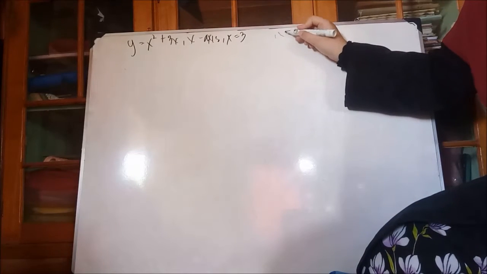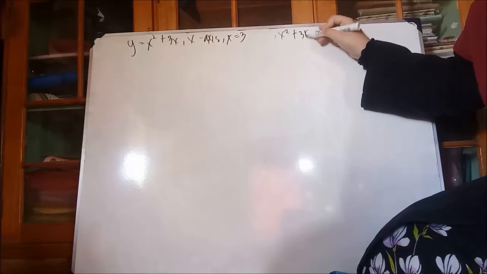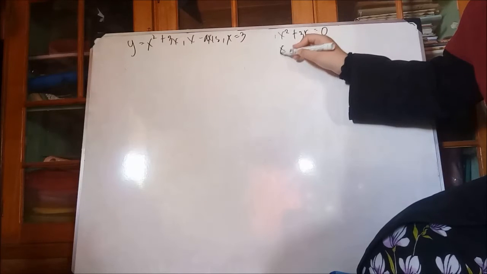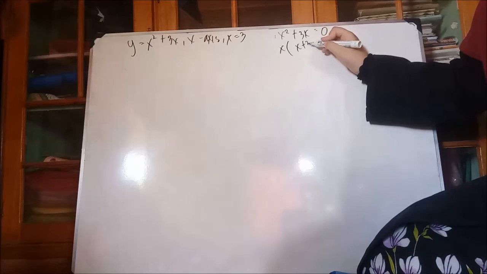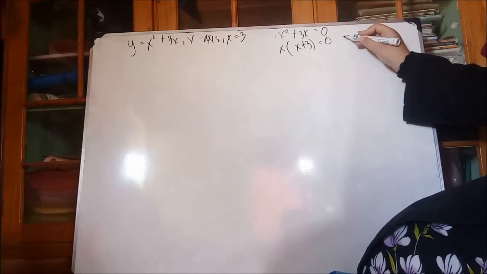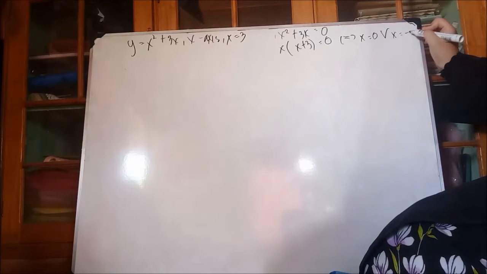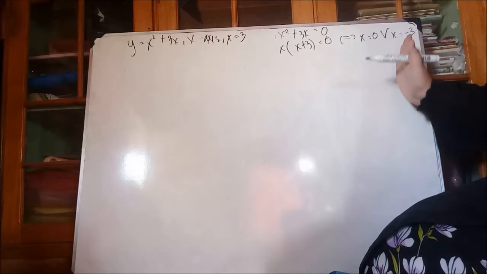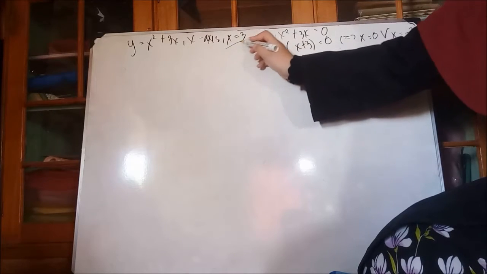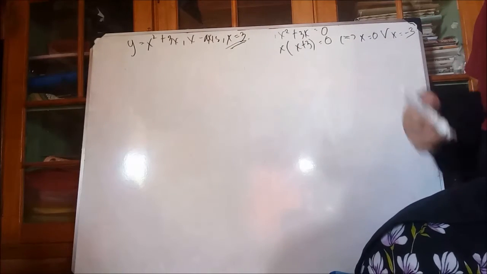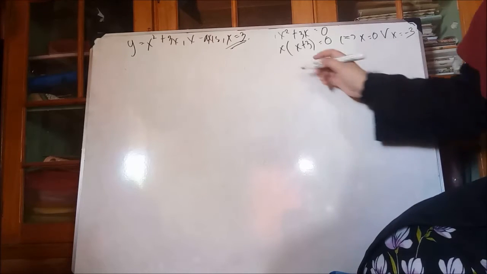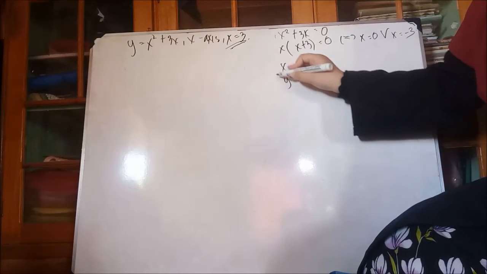So we can set x squared plus 3x equal to 0. It means that we have x times (x plus 3) equal to 0. So we have x equals 0, and x equals negative 3. So this is the interval, and don't forget we have x equals 3. Here we can make the graph first, x and y.